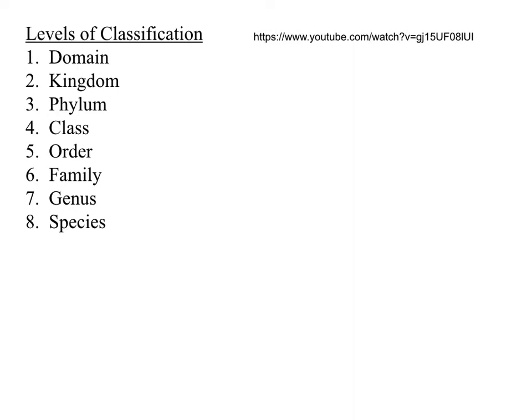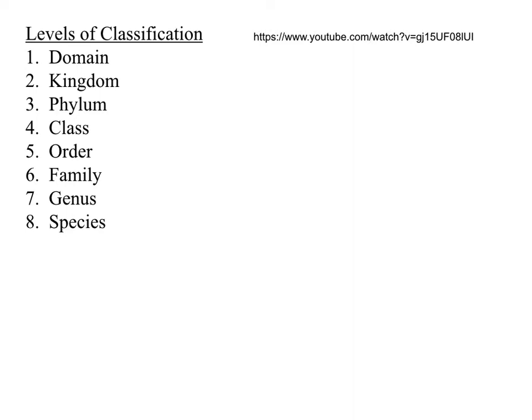When I was growing up, the way we were told to remember that was by saying, "Dumb King Philip came over from Great Spain." The YouTube video that is up here says, "Dumb King Philip coughed on Fred and got sick." So whatever you can come up with to help you remember those levels of classification is perfect. Domain, kingdom, phylum, class, order, family, genus, species.